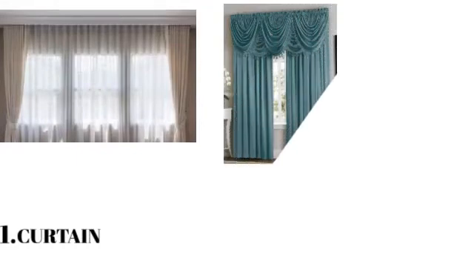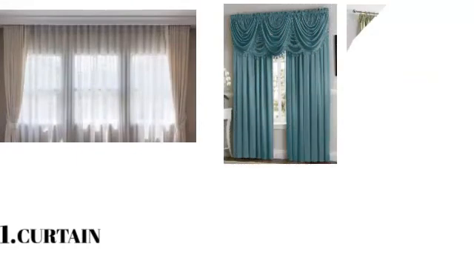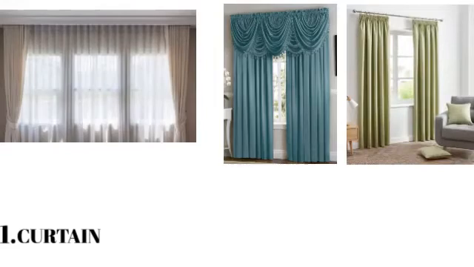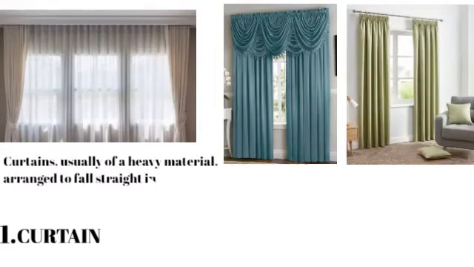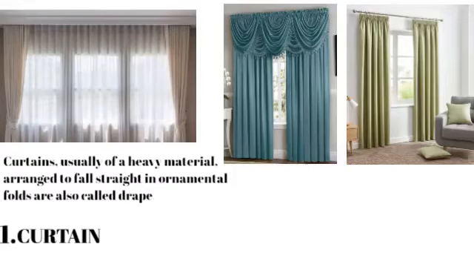Number 1. Curtain. A curtain is a piece of cloth or other material intended to block or obscure light, air drafts, or water. A curtain is also the movable screen or drape in a theater that separates the stage from the auditorium or that serves as a backdrop or background.